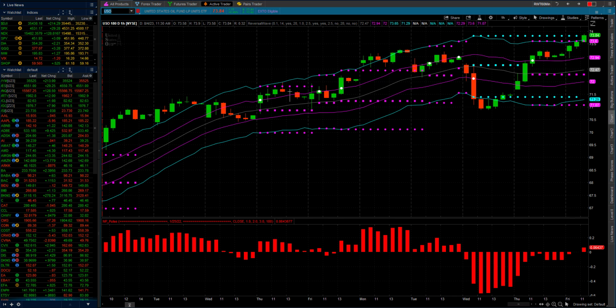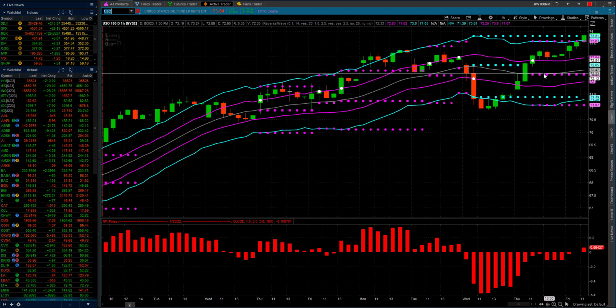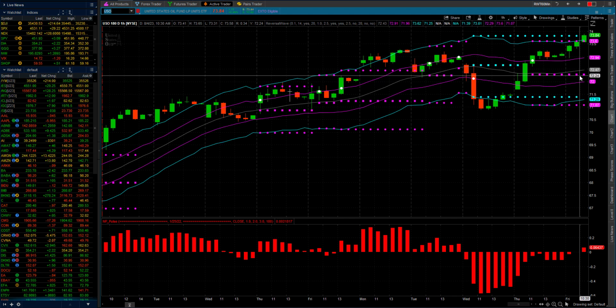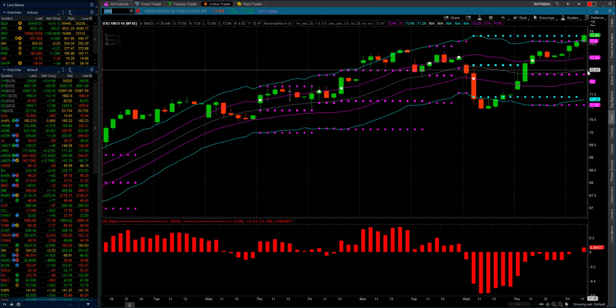And then on USO going into next week, we do have a new short setting up. I have my magenta color dots down below that the trade hasn't triggered in. I have to wait for price to get down and touch that middle series of pink dots.